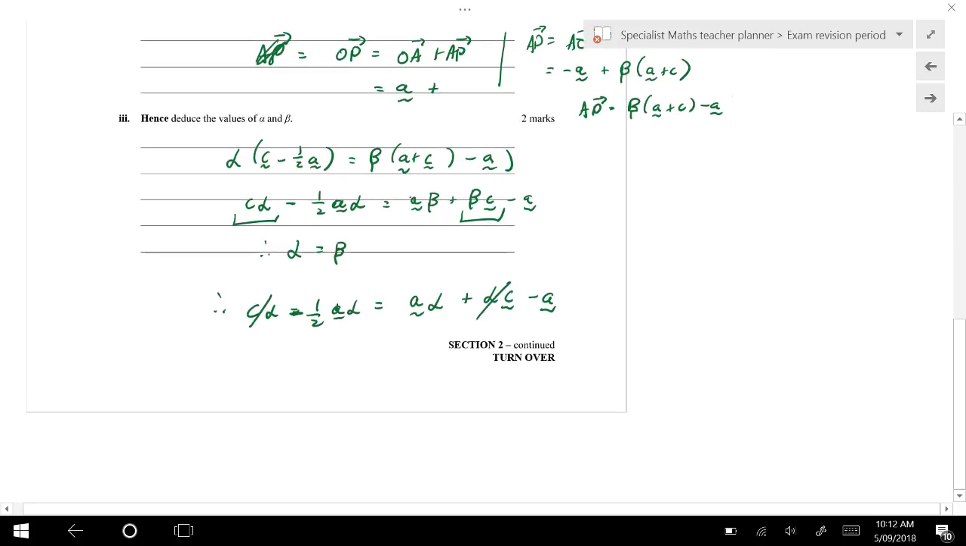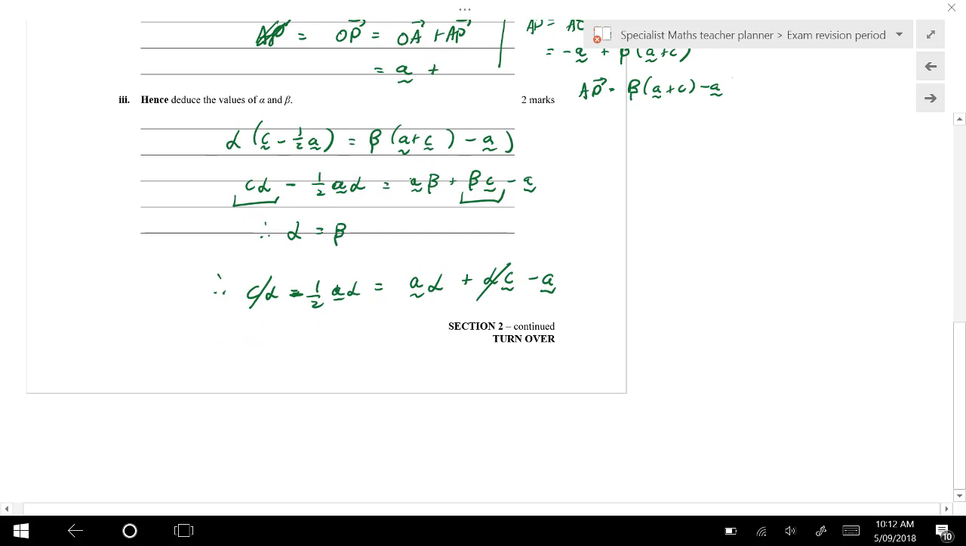And what we've got is 3 on 2 A alpha is equal to A. Therefore, alpha is equal to 2/3. There we go. We've got our answer.